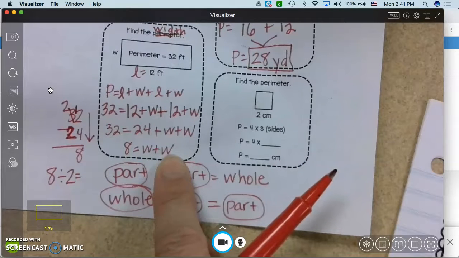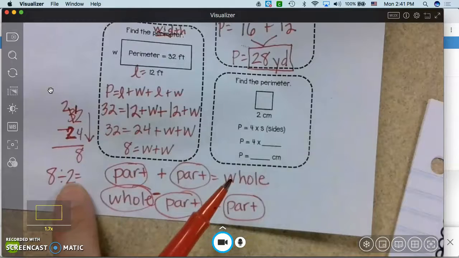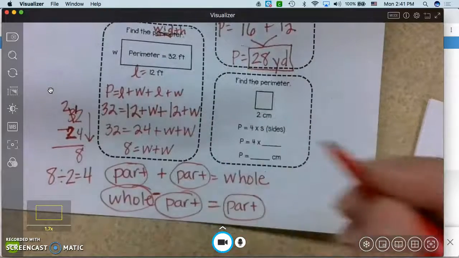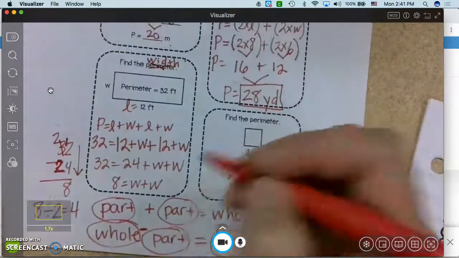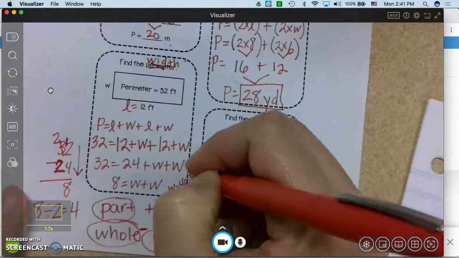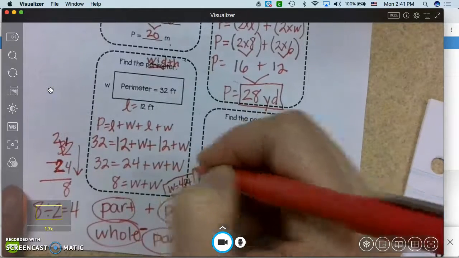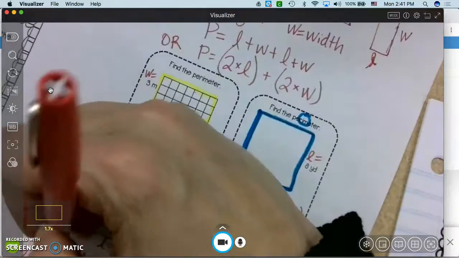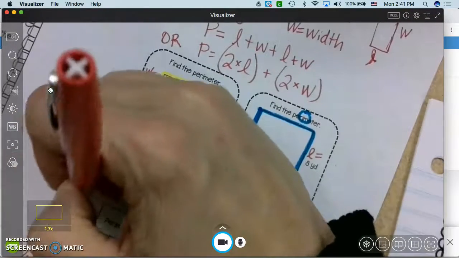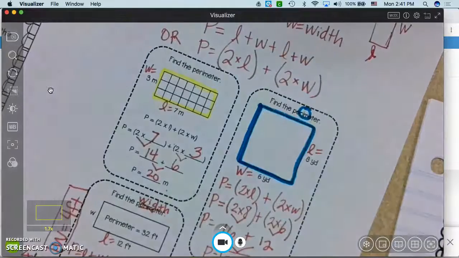Oh, I know what it is. So I can take 8 and divide it in half. 8 divided by 2 is 4. So now I know that W is equal to 4. And it's feet. I'm going to write it right here too so you can see it better. Okay.